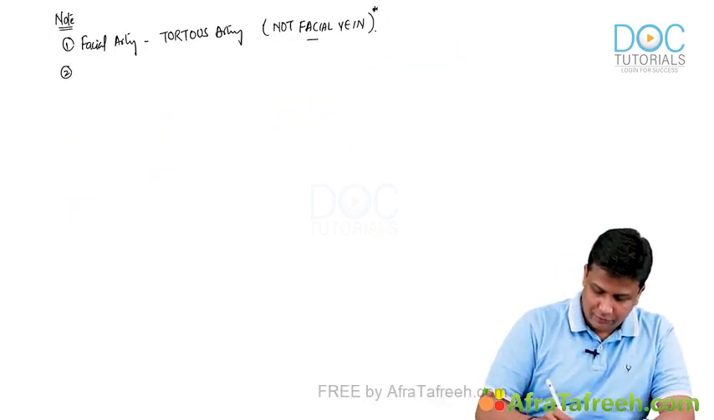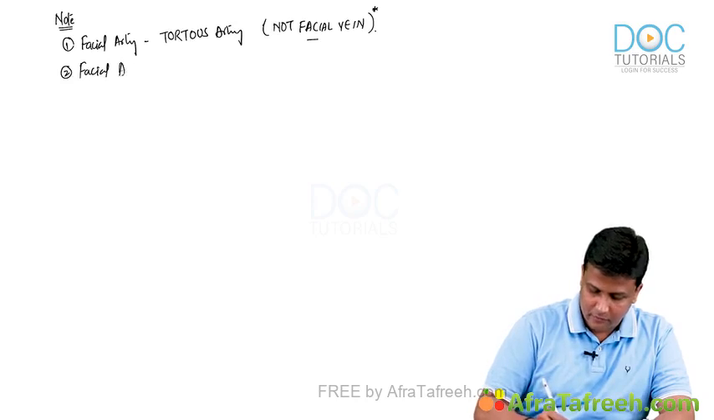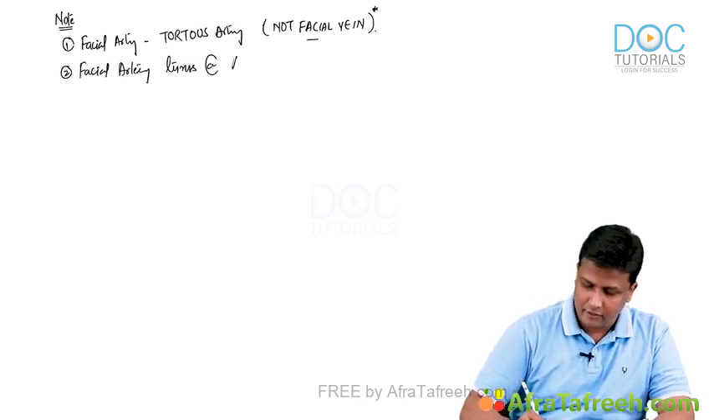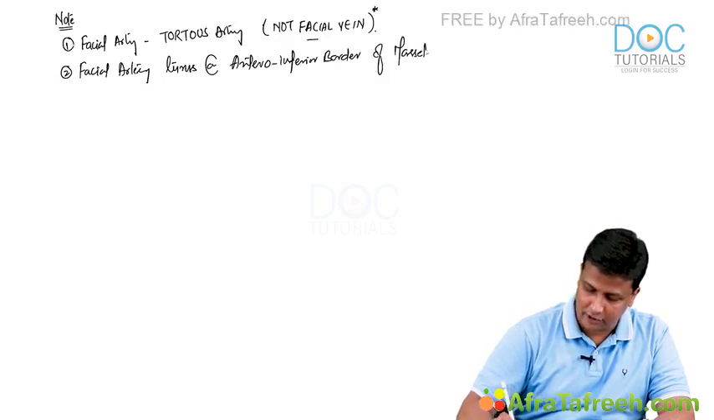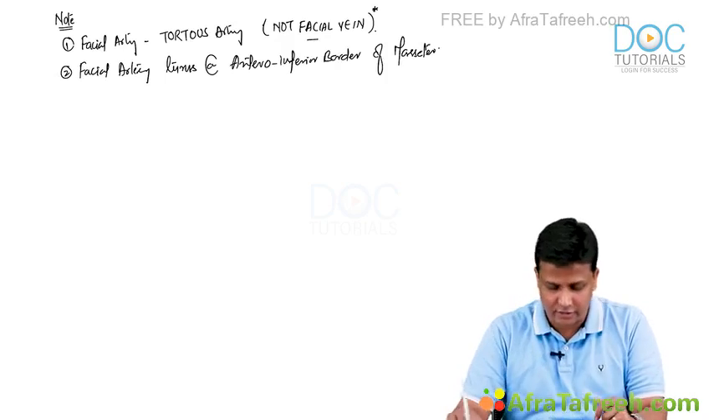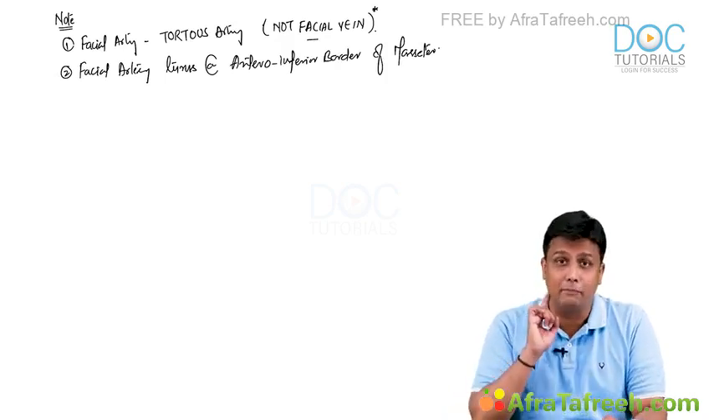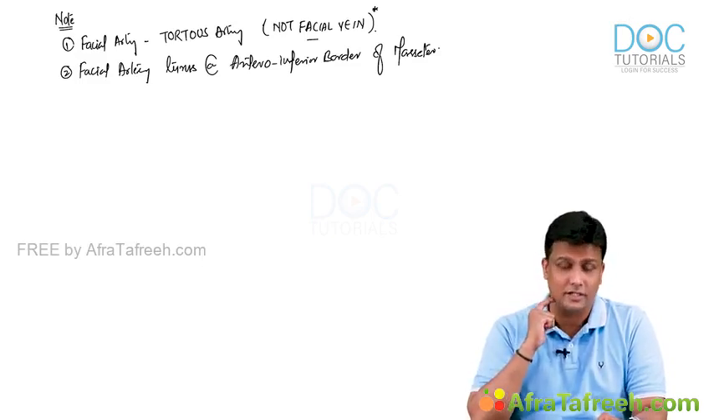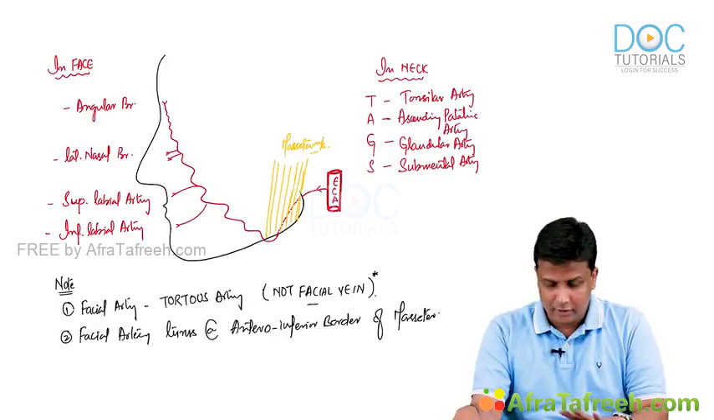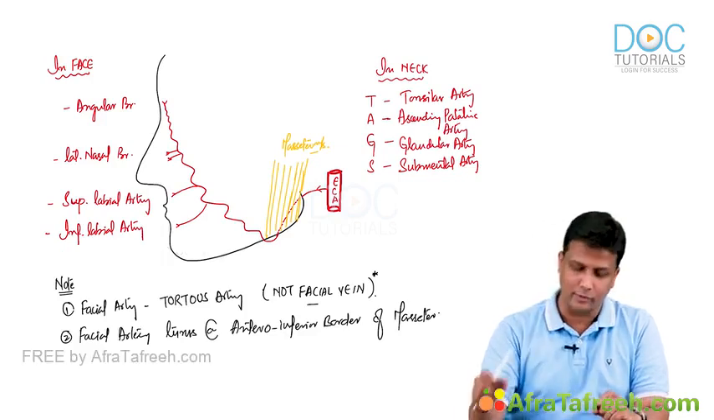Number 2, facial artery turns at antero-inferior border of masseter. Antero-inferior border of masseter. That's an important location. Sir, where the facial artery can be palpated against the bone. So facial artery turns at antero-inferior border of the masseter. Very much important point. Now after completing this one, is there anything else that is more important here? Yes, I'll tell you one more important point here.